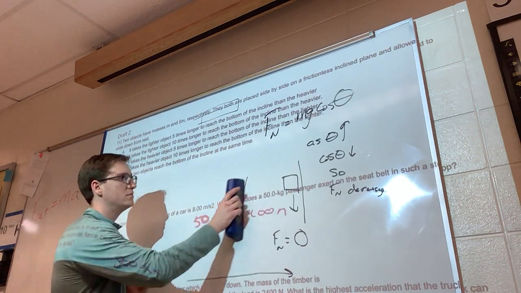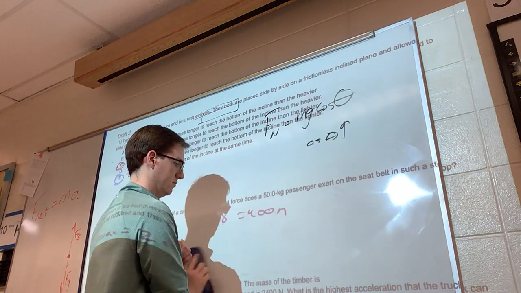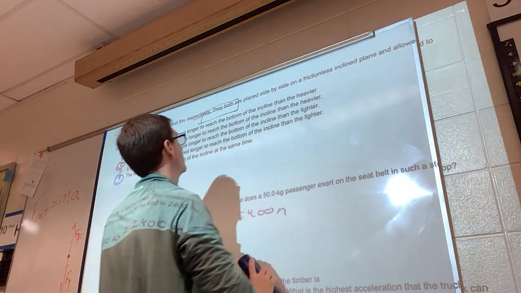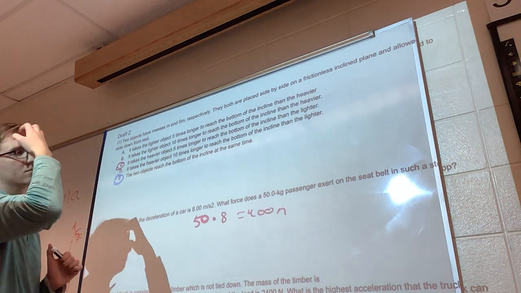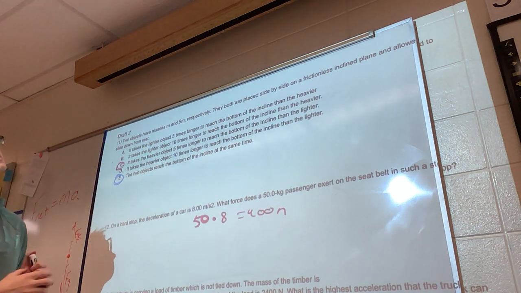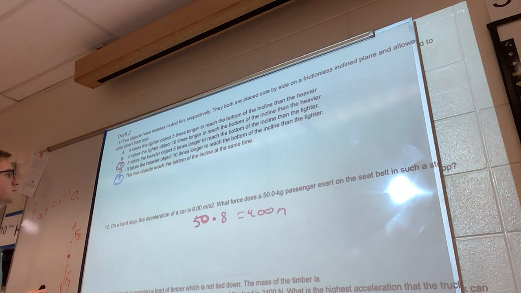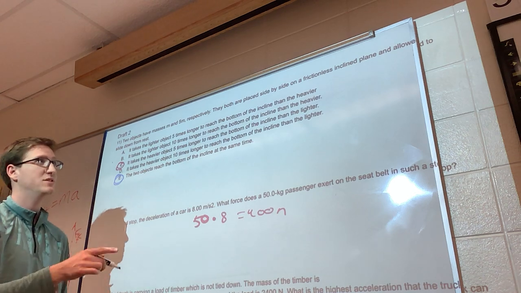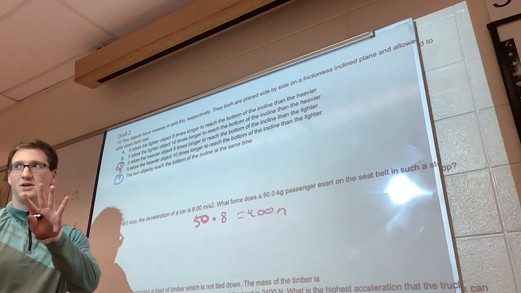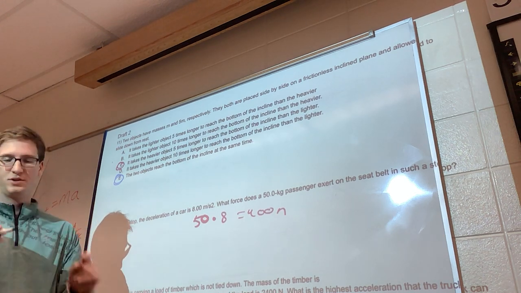Two objects have masses m and 5m respectively. They both are placed side by side on a frictionless inclined plane and allowed to slide down from rest. I'm guessing this one, the answer is E because it's frictionless. Even if it was frictionless, it actually would still work, but you don't have to worry about that. That would be a pretty spicy question.